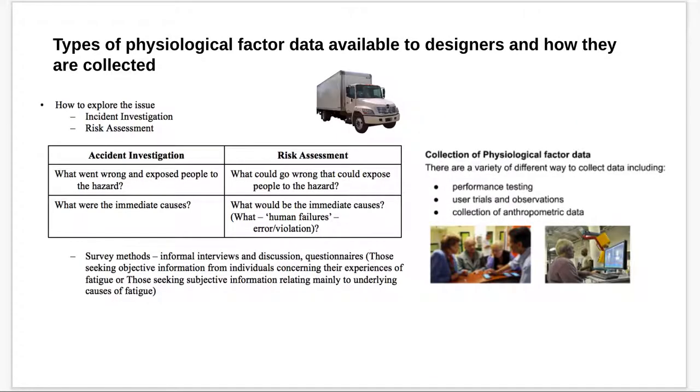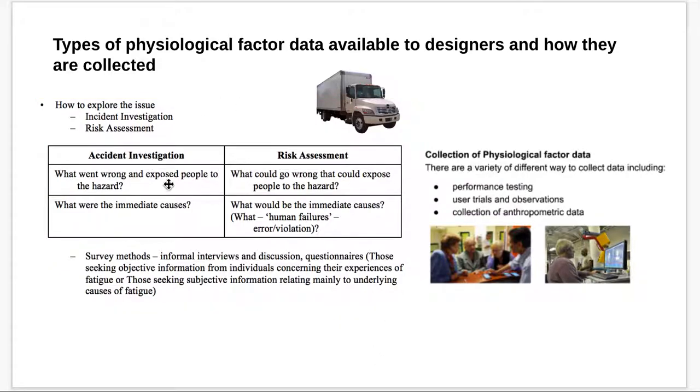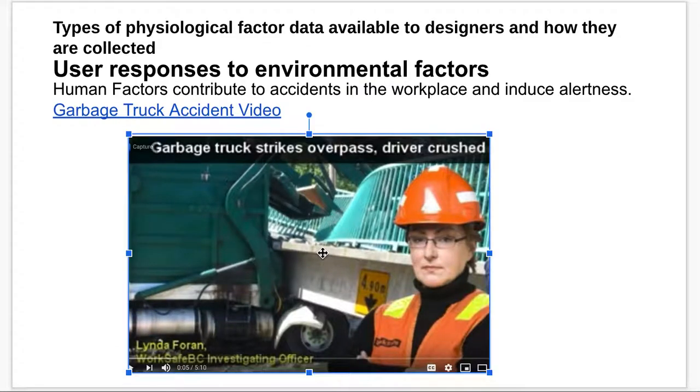So how it's collected, similar to psychological factors, where there's performance testing, user trials, observations, surveys, more surveys, but they can also look at risk assessments or accident investigations. So there's that garbage truck again. You look at a particular accident and how it can be improved upon, like a case study, and then based on those, you can make decisions about what you should be doing with your design, all right?